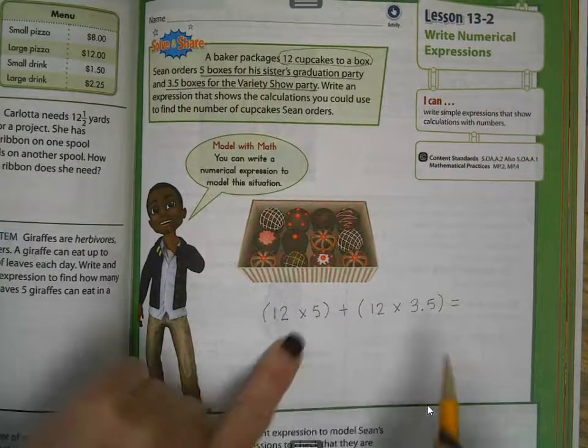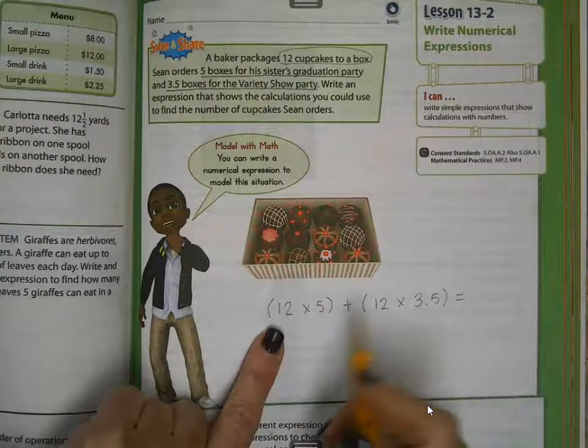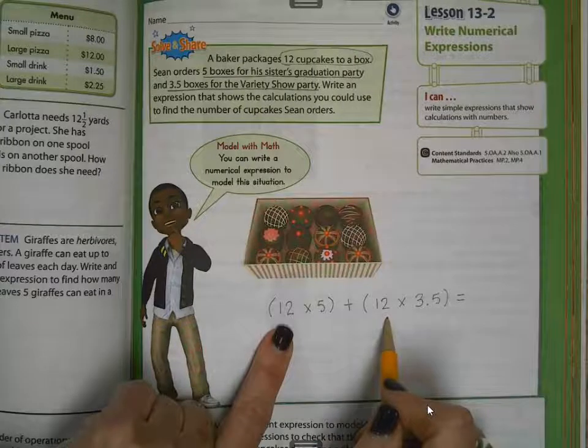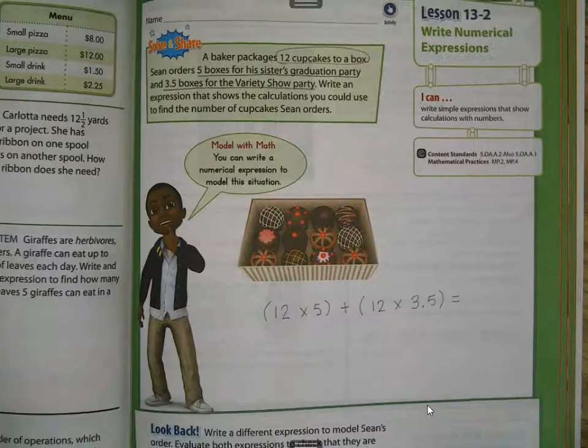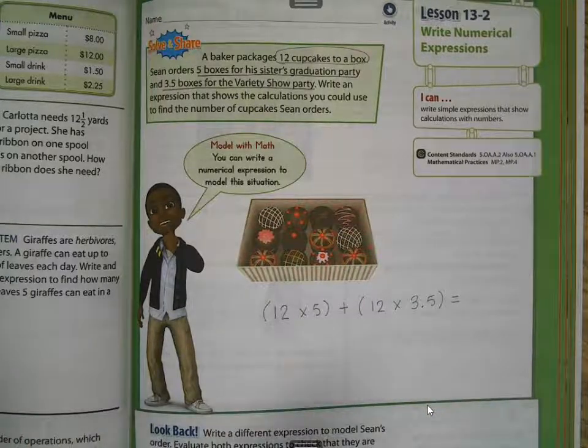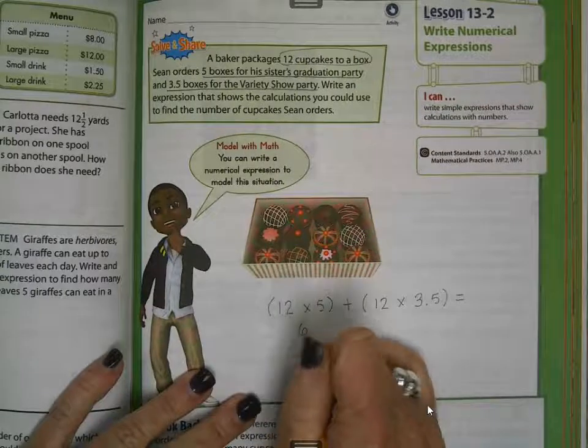All right, so step back, think about that a minute. We're adding order 1 for one party to order 2 for the other party, right? 12, a dozen in each of the boxes, so 5 groups of 12 or 3 1/2 groups of 12, and then we have to add them together. All right. So when we multiply 12 times 5, we know that that is 60.